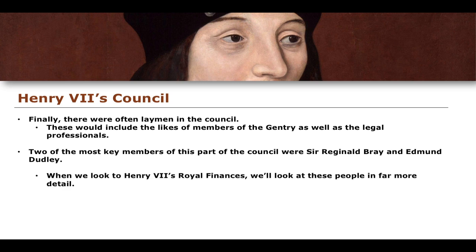Now, these would look at his finances and would actually be very instrumental in concluding quite predatory and quite hostile financial practices. And when we get to looking at Henry VII's practices, we'll get to looking at this in more detail. But he would, as a conclusion to this basic overview of Reginald Bray and Edmund Dudley, they would both be executed in 1510 by Henry VIII.